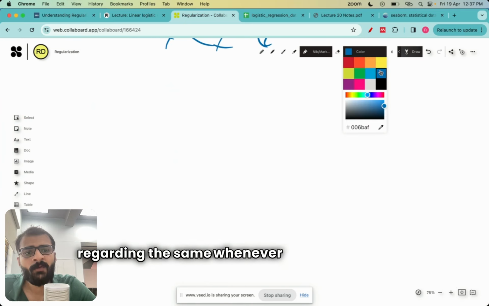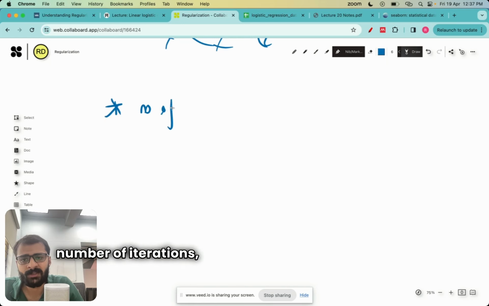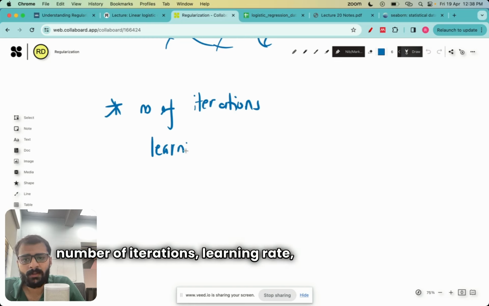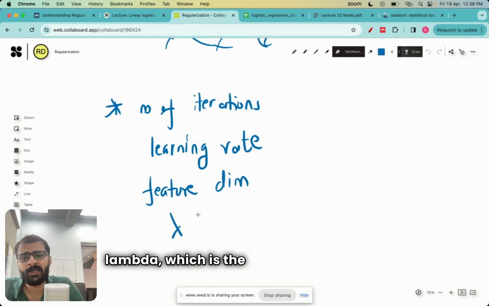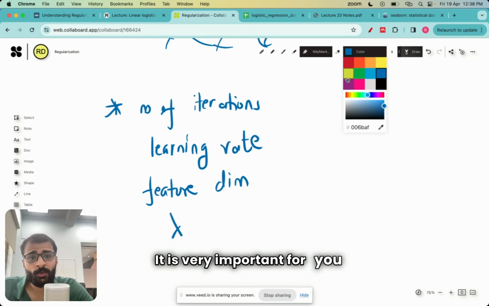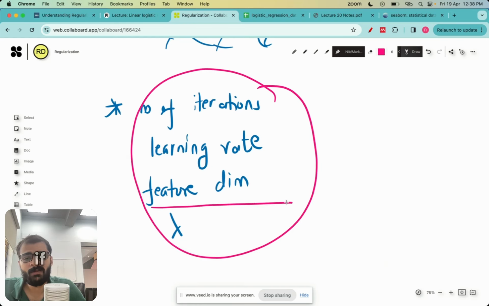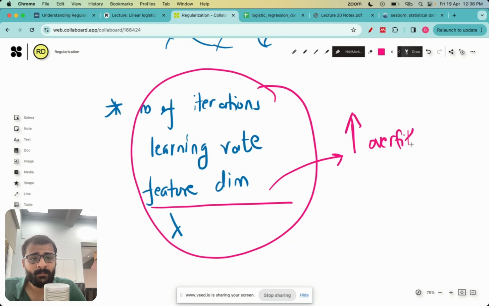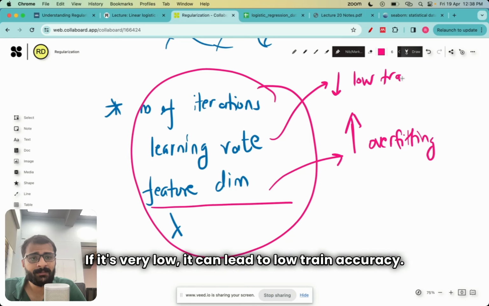Whenever you encounter any machine learning problem, you are likely to face these hyperparameters: number of iterations, learning rate, feature dimensions, and the lambda, which is the regularization term. It is very important for you to carefully select these four parameters. As we saw, if you look at feature dimension, if you have higher feature dimensions, it can lead to overfitting.